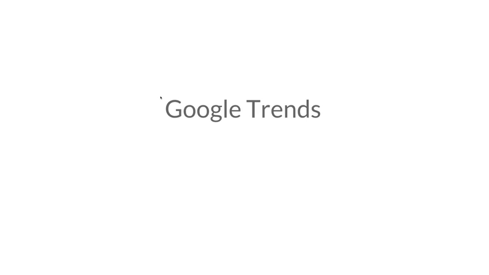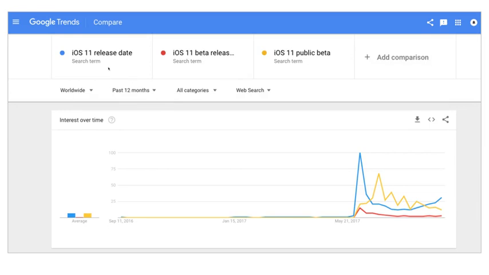Okay, Google Trends. Google Trends, very useful tool in SEO, especially if you don't have baseline data or you're trying to identify seasonality for a particular client or for a particular business. Google Trends is really great. So what does it look like? Here again, I'll use this iOS 11 release date, iOS 11 beta release, iOS 11 public beta. You can compare different search terms and see this interest over time scale. And you might look for things like, hey, iOS 11 release date is trending upward versus the other ones that are kind of trending down. So maybe that means something to me. Maybe that's better for me to target.